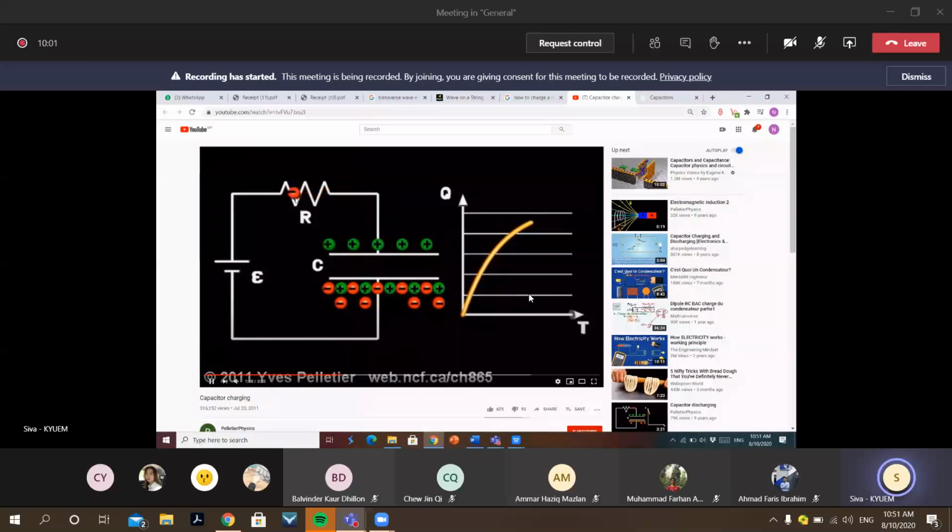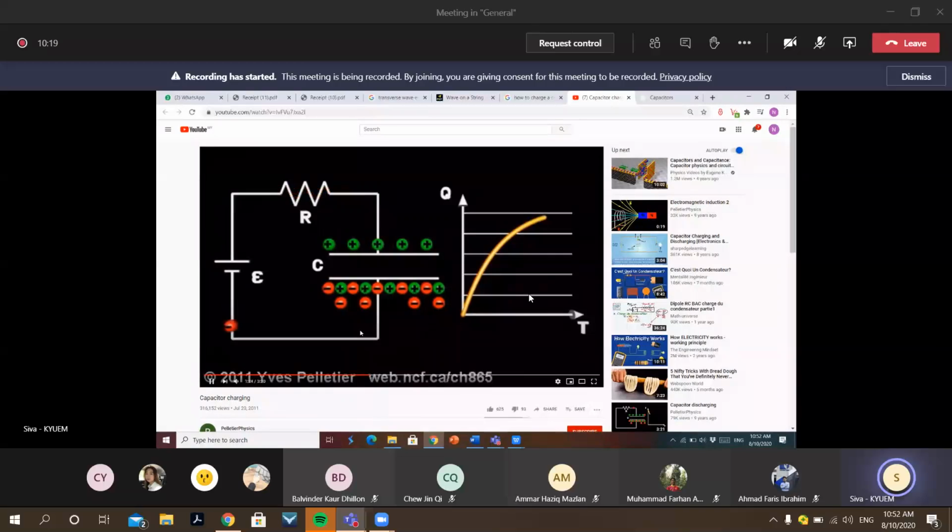Come on, move faster. You see that? It is moving slower and slower. They have done it so well. Why is it moving slower and slower? Because the accumulation of charges here is becoming more and more negative, so it's finding it more difficult to go here.